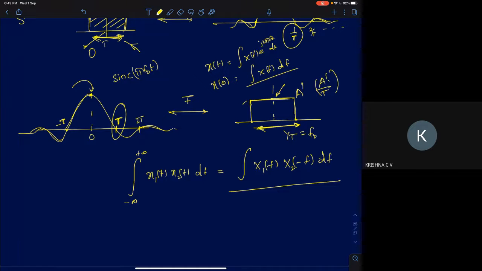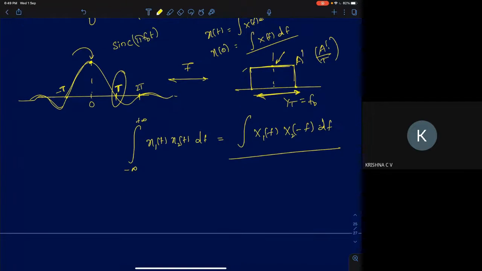Okay, x2 of minus f and df. Now, if x1 and x2 are the same, if they are both the same signals, then you can write it as the integral from minus infinity to plus infinity. I'll write mod of x of t the whole square. It doesn't make a difference. This equals the integral of mod of x1 of f the whole square df.